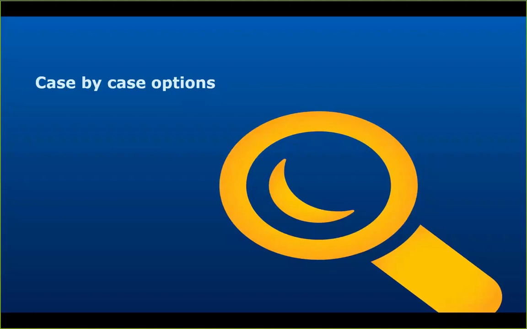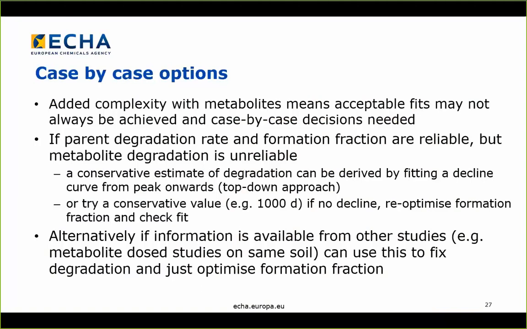Last section, just because metabolites, as you will probably already have gathered, start to get a little bit more complicated, so we often find ourselves in case-by-case options because of that complexity. Sometimes you'll find that the parent degradation rate and formation fractions are reliable, but your metabolite degradation is unreliable. So your metabolite degradation rate might fail that t-test, for example. So you can derive conservative estimates of metabolite degradation from fitting the decline curve from the peak onwards, that top-down approach, as recommended in the guidance link from M10 of the tab.